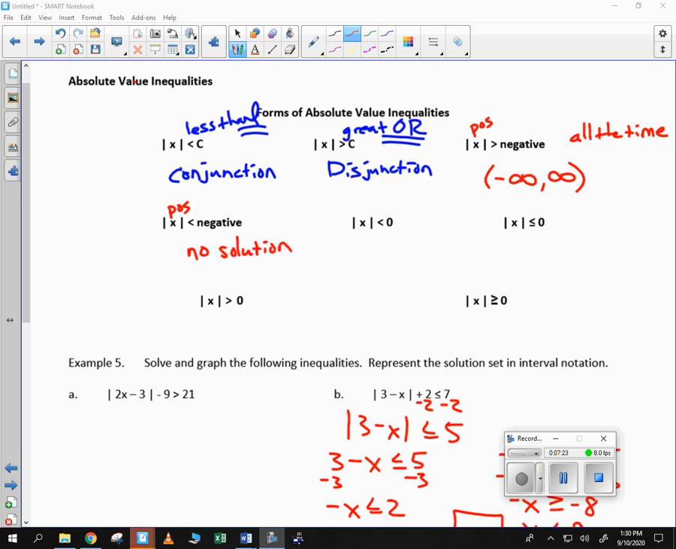This one says the absolute value should be less than 0. Well, that means it would be negative. So again, no solution.